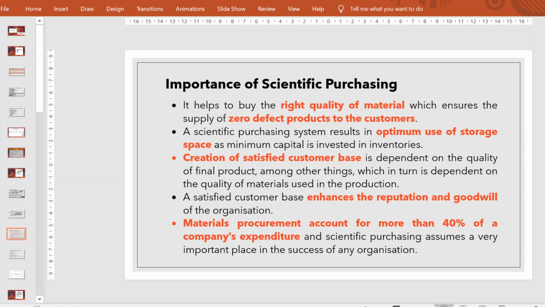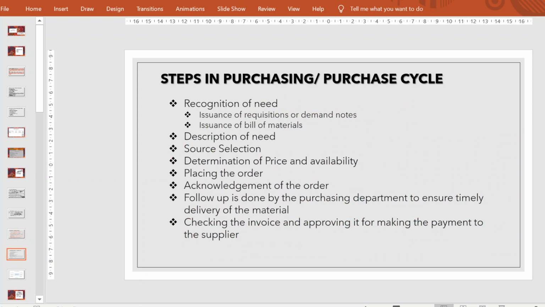Okay. So the next topic which we will be dealing with is steps in purchasing, or rather the purchasing cycle. Let's go to the next slide. The first one is recognition of need. It refers to the means by which a needed item is officially brought to the attention of the purchasing department. There are two methods by which this can be done, how you can tell the purchasing department this is the need.